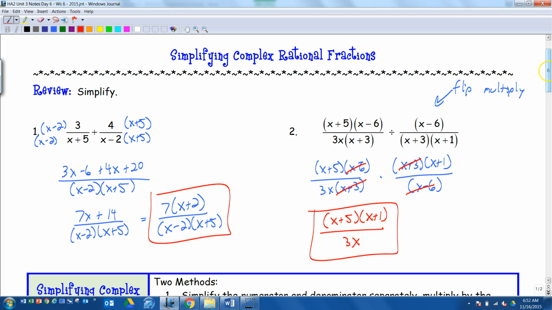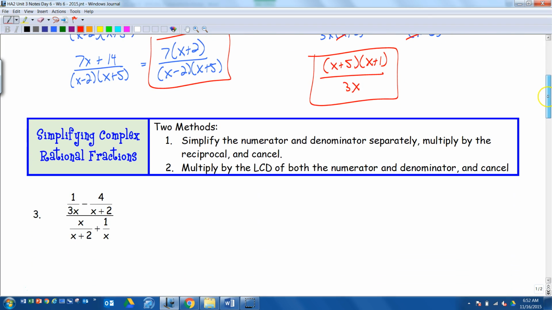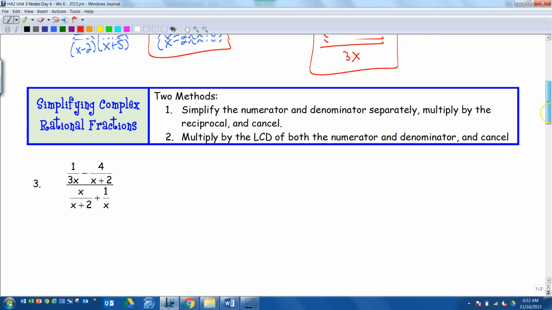Okay, so all we're doing today, again, is basically doing the same thing, except we have two things now. We have a fraction within a fraction, inception style. So you have to add the fractions together. Well, there's two methods actually. The first method is kind of like what we did up there, where we get a common denominator, push them together on top and bottom separately, and then flip and multiply the denominator to the numerator. Okay? The second method is multiply by the least common denominator of both the numerator and denominator and cancel. And I'll show you that for number 4.